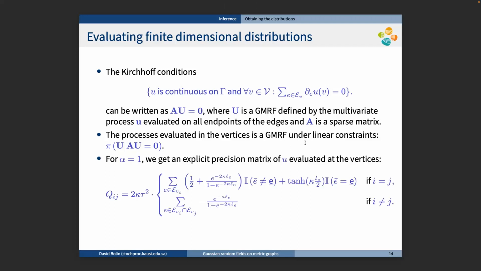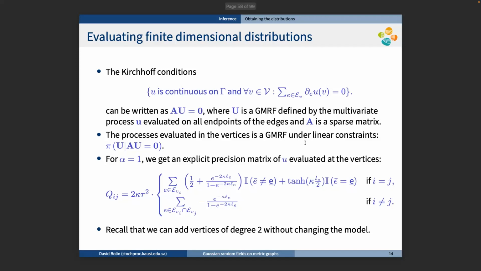So in fact, for alpha equal to 1, we get an explicit precision matrix. So this Q is the inverse of the covariance matrix of the process evaluated at the vertices of the graph. And again, this looks a bit involved, but that's what it is. It's just summing over, for every vertex, the edges that are connected to the vertex. The crucial thing here is that this matrix would be very sparse. And this sparsity we can use to essentially use this model for big problems.